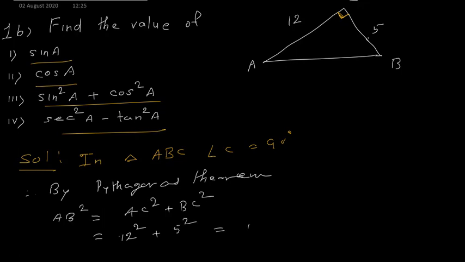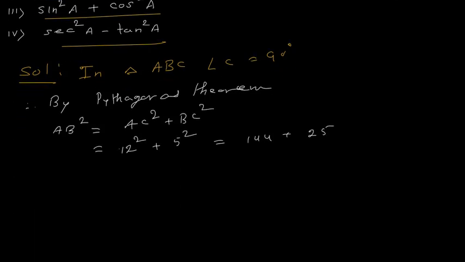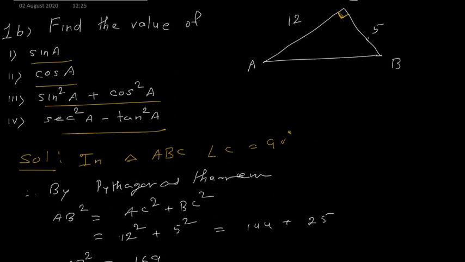What is the value of 12 square? Yes, you are right, it is 144, and the square of 5 is 25. So you get AB square is equal to 169. Therefore the value of AB is root of 169. Root of 169 is 17. So the value of AB here is 17.